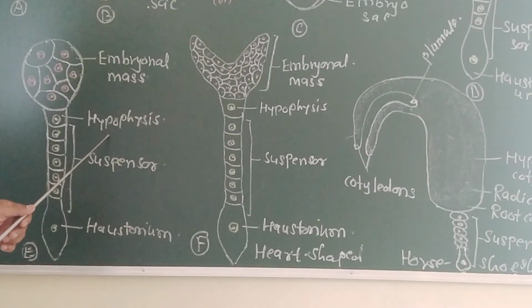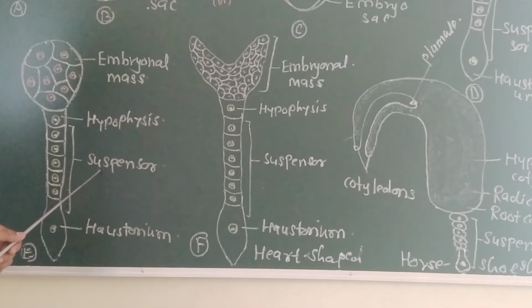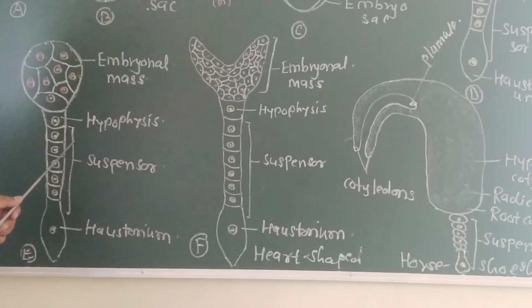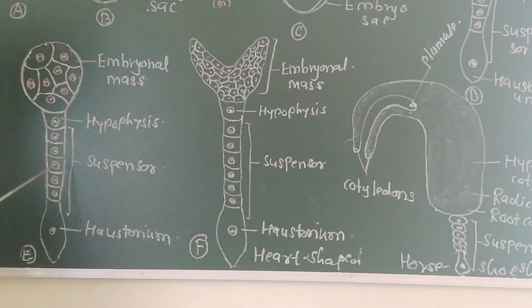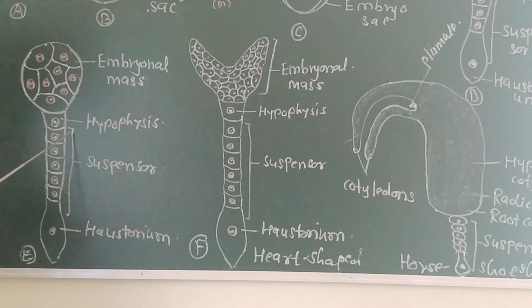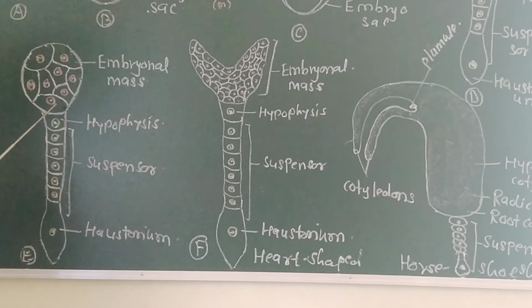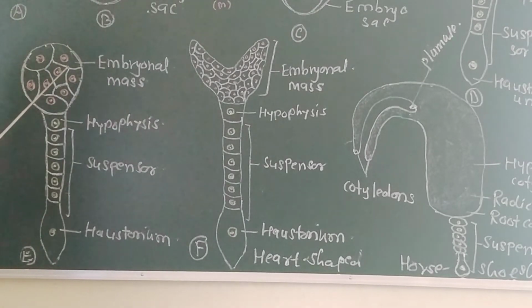It also forms the radicle and root cap. Again the suspensor divides and a number of cells are added to the suspensor, which is long and elongated, and the embryonal mass is pushed into the endosperm tissue. Now the haustoria absorb the nutrients and provide them to the embryonal mass for its further development.